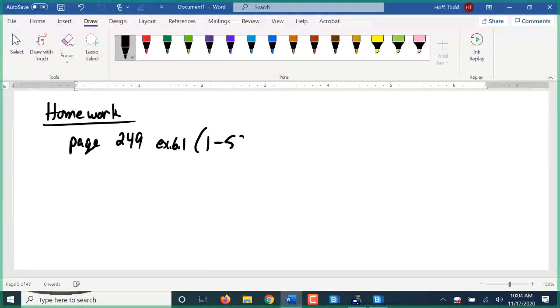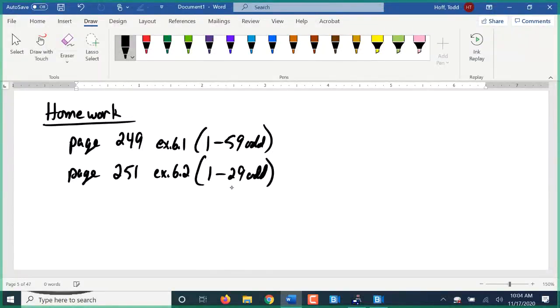Problems 1 through 59, the odds are the basic equations. And then page 251, that's exercise 6.2, 1 through 29, the odds are the equations where you'll have to either combine or get the variable on one side before you can solve.